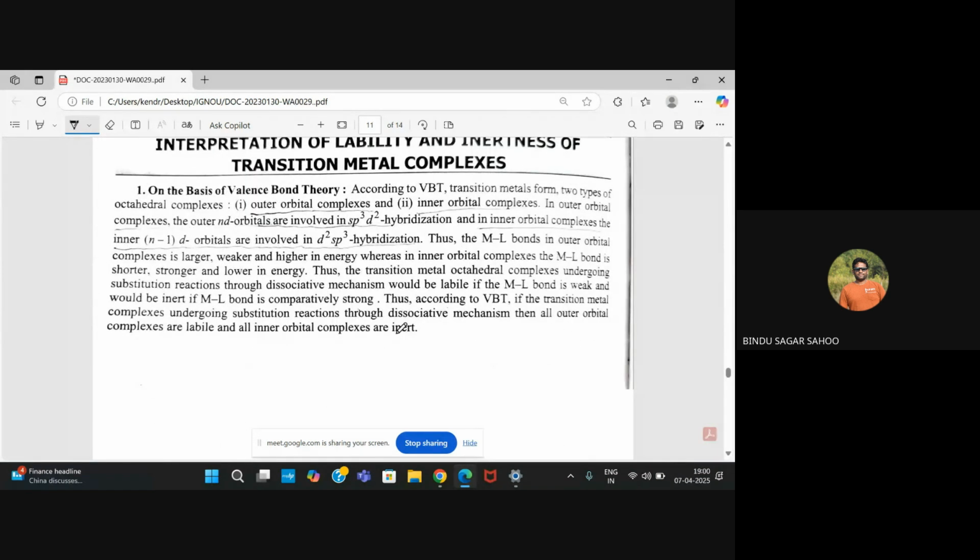According to VBT, the inner orbital complex will be stronger because it utilizes the inner d orbitals, and the outer orbital complex will be labile, because it utilizes the high energy outer orbitals. The M-L bond in outer orbital complexes is longer, weaker, and higher in energy, whereas in inner orbital complexes the M-L bond is shorter, stronger, and lower in energy. So according to VBT, inner orbital complexes are stable and inert, and outer orbital complexes are high energy and labile.